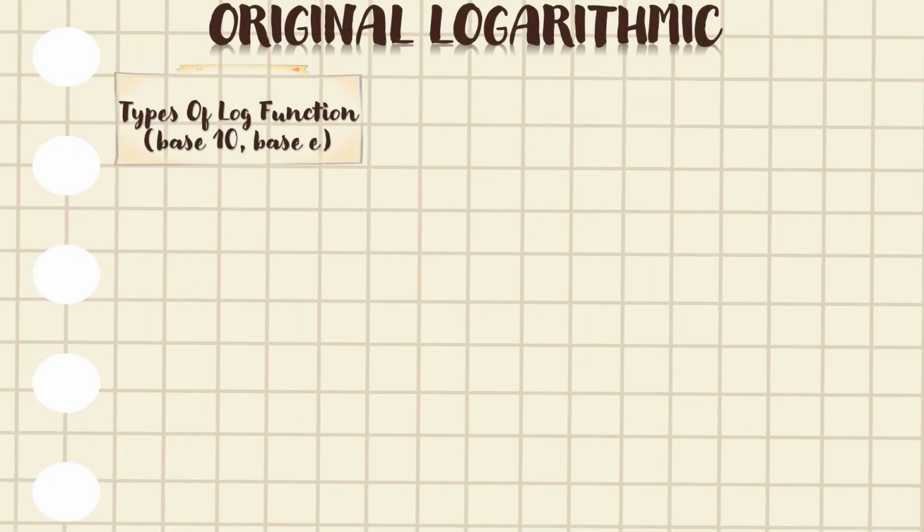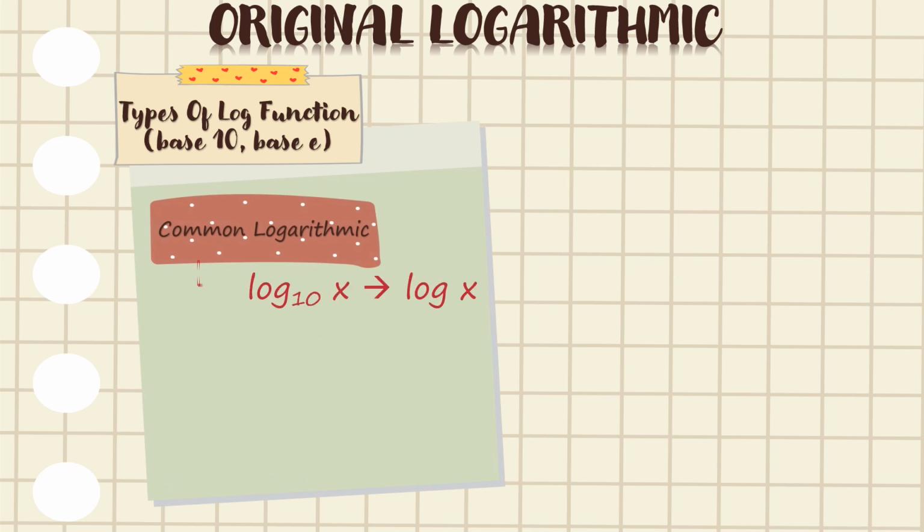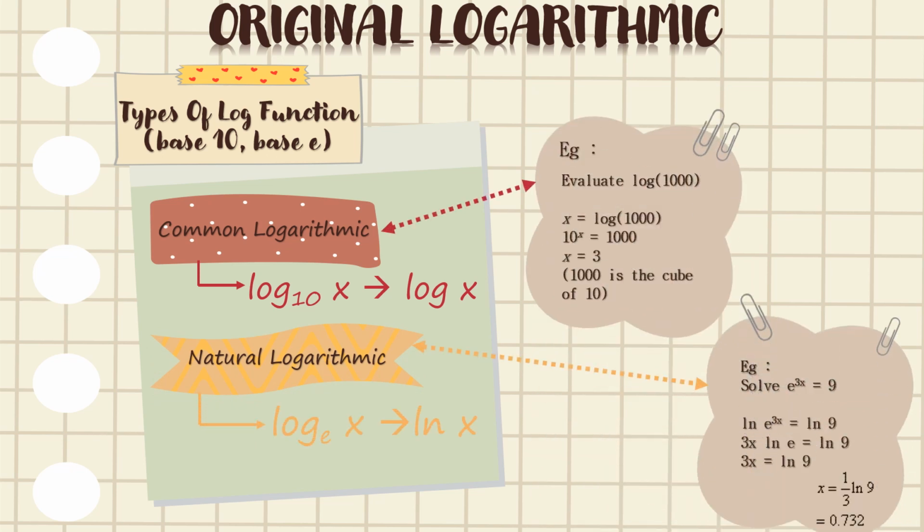There are two types of log function. The common log is the logarithm with base 10 and is typically written log x. The natural log is the logarithm with base e and is typically written ln x. Here are examples.